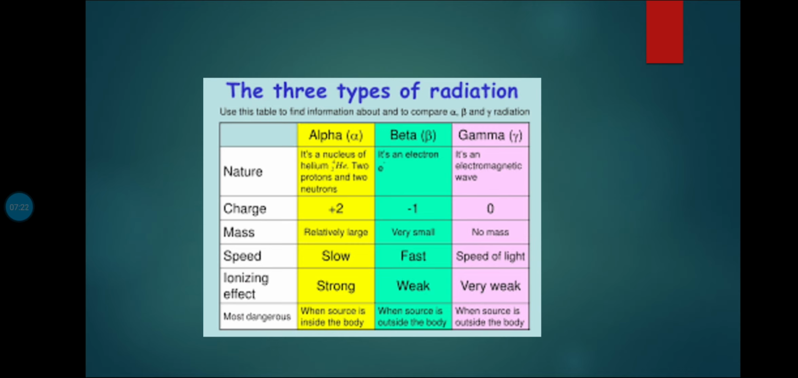Alpha rays are most dangerous when the source is inside the body. When the source is outside the body, beta rays are more dangerous. Gamma rays are also dangerous when the source is outside the body.